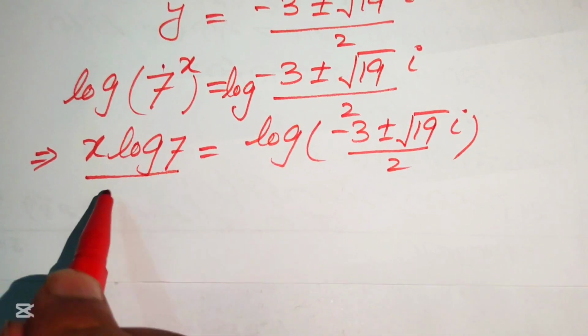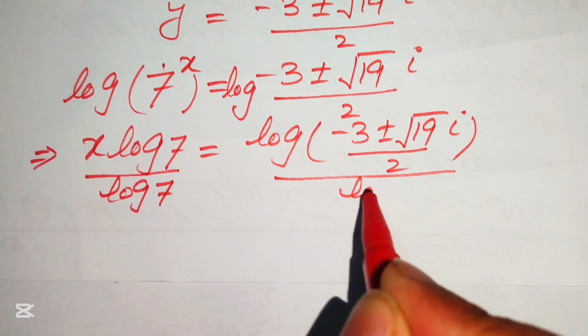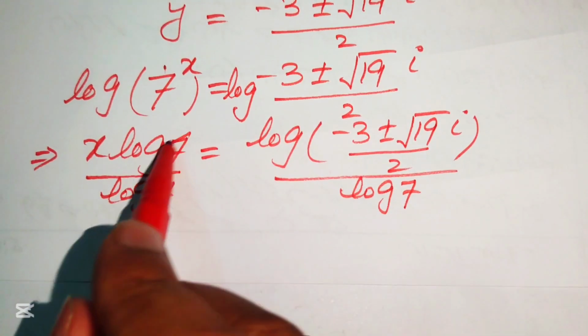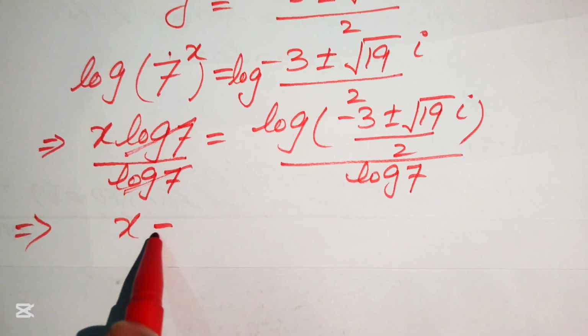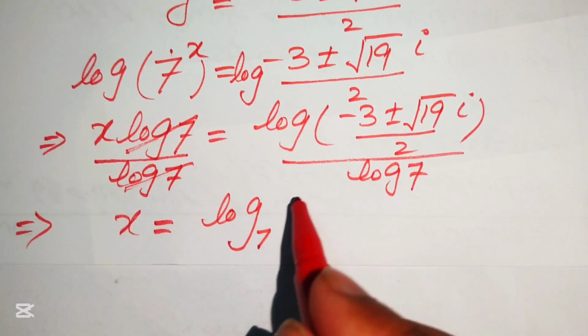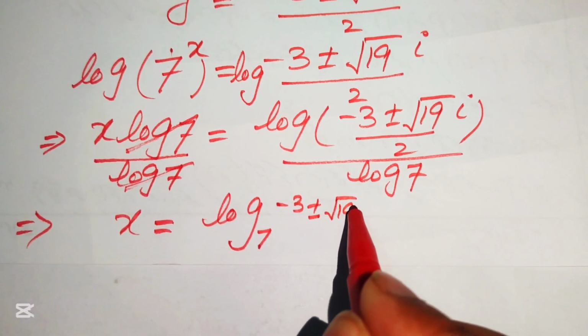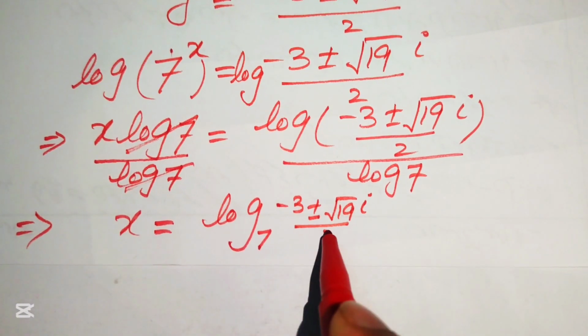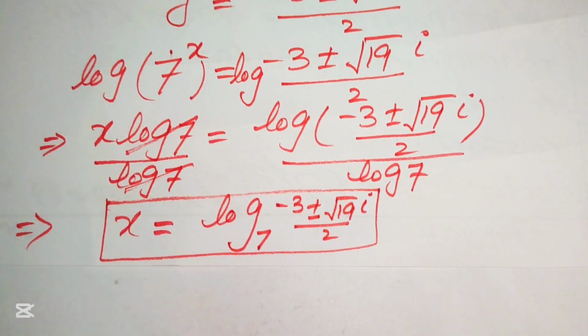So now we again divide both sides by log 7 in this form. So you see here, this log 7 is cancelled out by this log 7, and finally we get the value of x equals log base 7 of minus 3 plus minus square root of 19 iota, divided by 2. So this is the value of x in the second case.